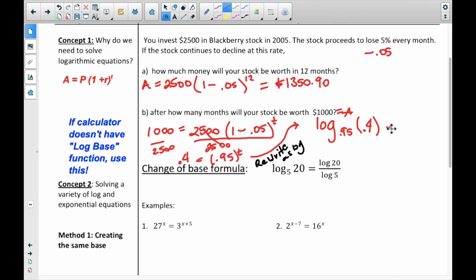is equal to t. And so now we can go to our calculator, plug this in using the log base function, and then work it out. Now, if your calculator does not have the log base function, I will get to that in just a second. But let's plug this in. If you do have the log base function, plug this in. Okay, so when you plug this in, you should get 17.86 months. So that is a new skill that you learned today. Congratulations, you just learned a new skill.